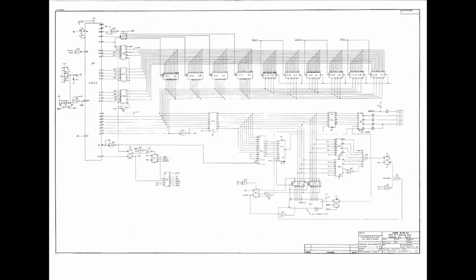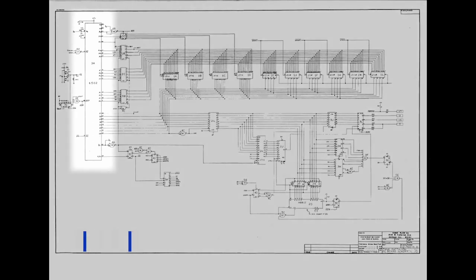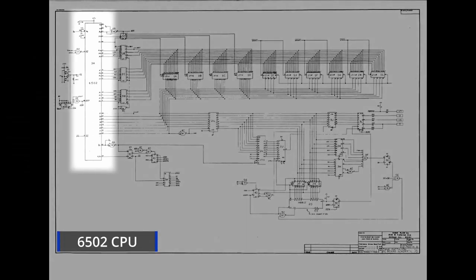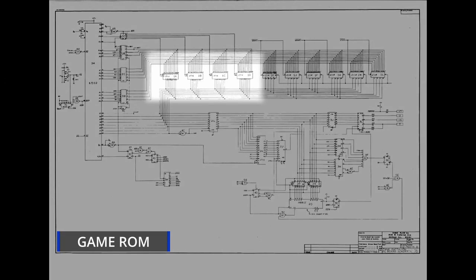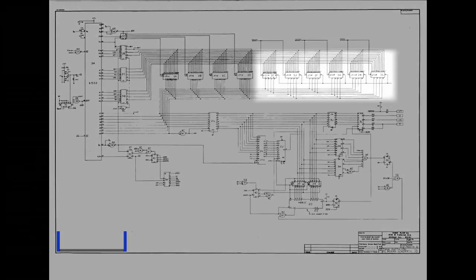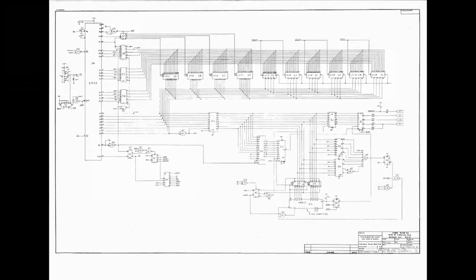Now to the schematics. It really is a very simple design that has the following blocks. The MOS6502 CPU for processing. Four 2716 EEPROM chips of 2K capacity each to store the game program. Six 2114 RAM chips of 4-bit words, meaning that you need two of them to make a full byte, to store game info and also screen information.